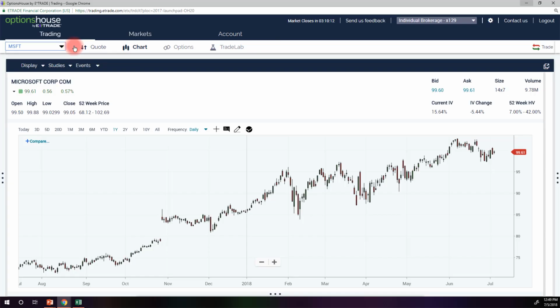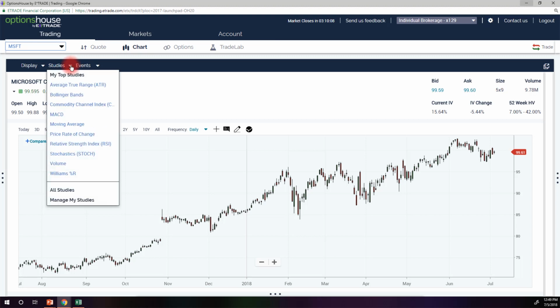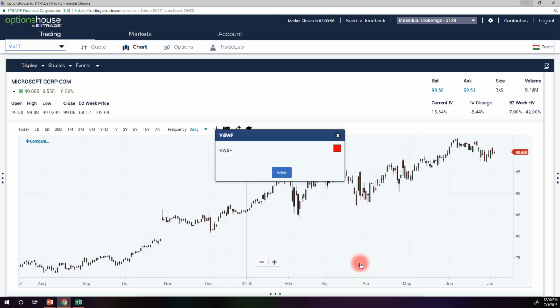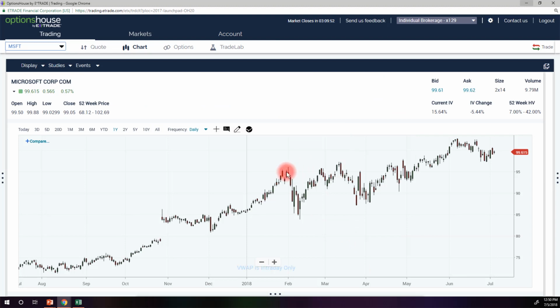So to put your VWAP on a platform, this is what you'll do. You'll click on studies. Most platforms work the same way. This is for E-Trade. And right here are your top studies, the ones you access most often. So if you don't see it in there, click on all studies. And in this large list over here in the V's at the bottom, you'll see right there is VWAP. And I can pick a color for it. I'll leave it at red. And if I click on save, you can see I'm getting this error message. It's going to bark at you down here, say VWAP is intraday only.